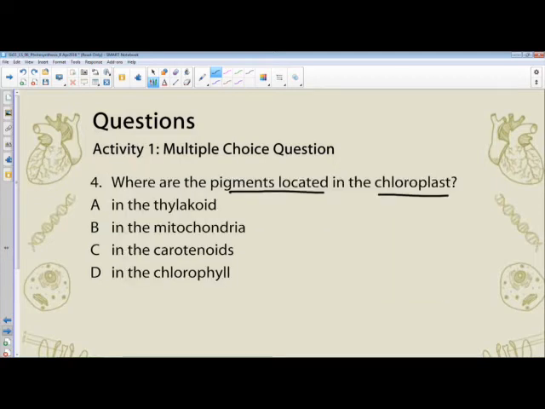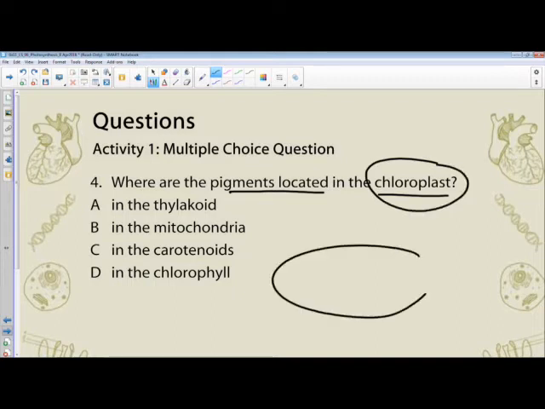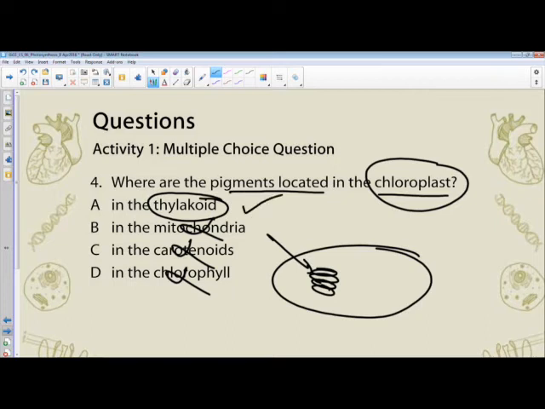Where are the pigments located in the chloroplast? Here we're looking at the chloroplast, and we've looked at where the process of photosynthesis occurs, and we said that the light phase occurs when these structures called the grana absorb light. So where is the pigment, which is called chlorophyll, located? Is it in the thylakoid? Is it in the mitochondria? Definitely not. Carotenoids? No. In the chlorophyll? Chlorophyll is a pigment, so that's not it. So it is in the thylakoids. The correct answer is the thylakoids.